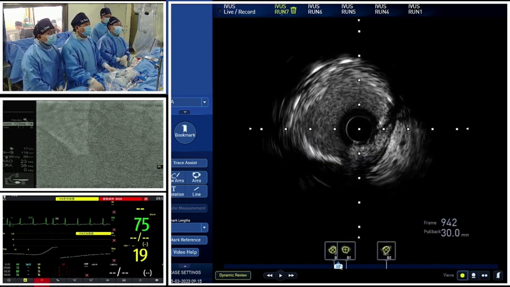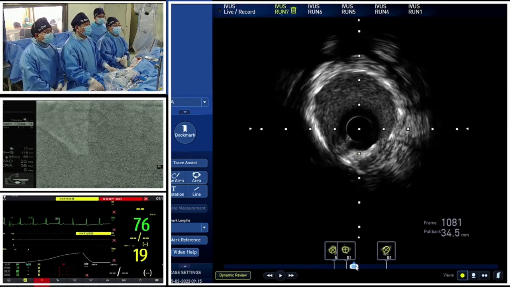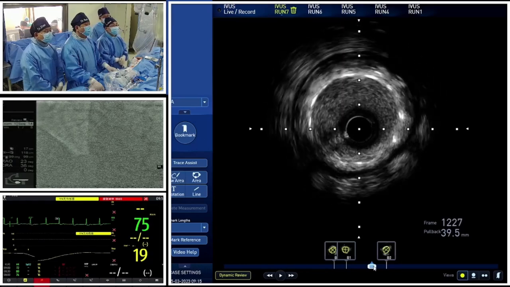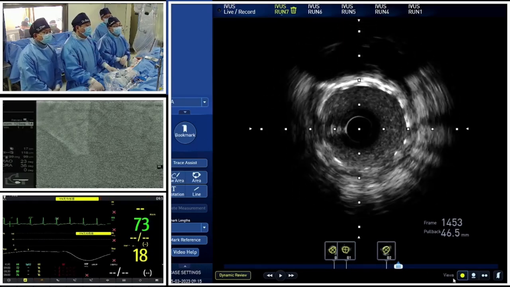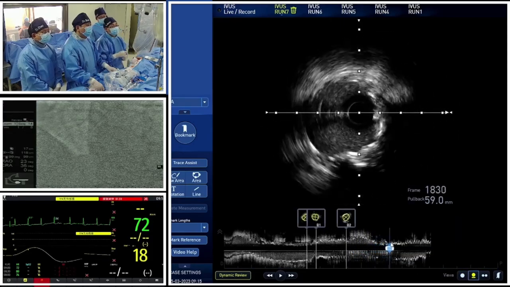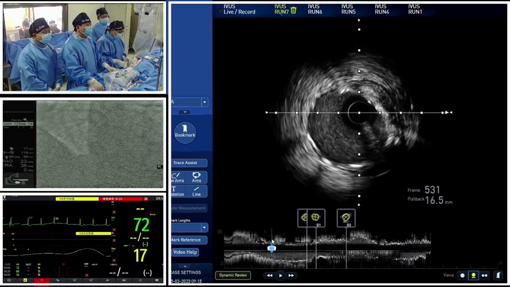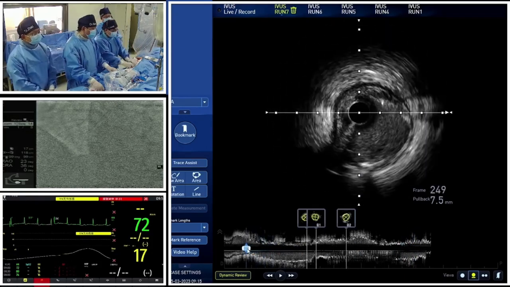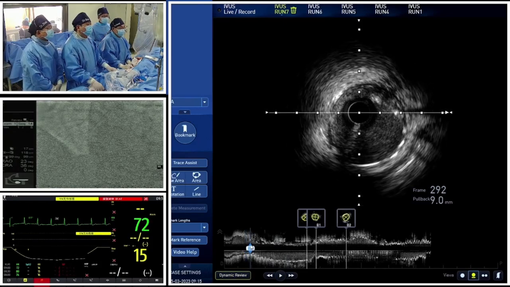But if we look carefully at the imaging, we can see in some segments there is a little plaque or tissue prolapse. But according to the contemporary criteria, this prolapse will not be treated further. Okay, so no further treatment for the RCA. And then I think it'll be fine with the RCA.